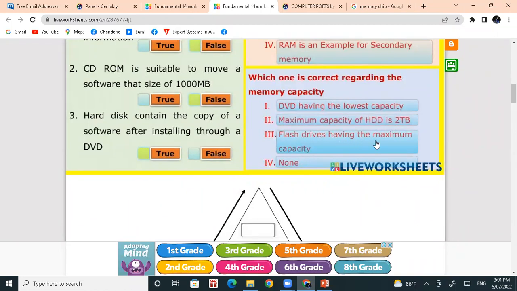Flash drives having the maximum capacity. Flash drive means pen drives. Is it correct? No, sir. What's the device having the maximum? Magnetic tape is the maximum. But magnetic tape is not normally used in computers nowadays. Nowadays, we consider the hard disk as the maximum capacity device. Right, here the correct answer is none.